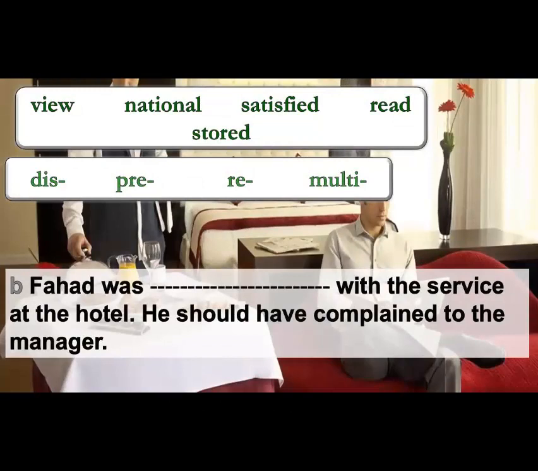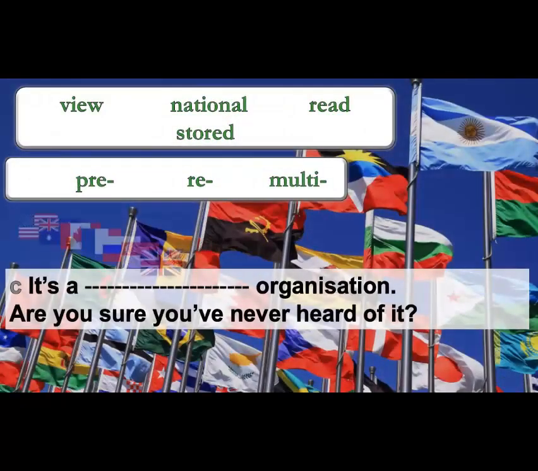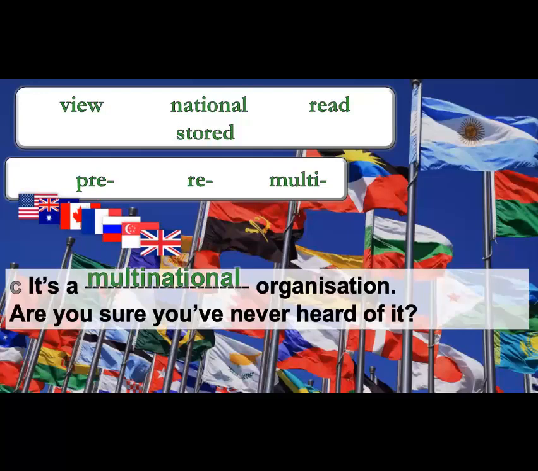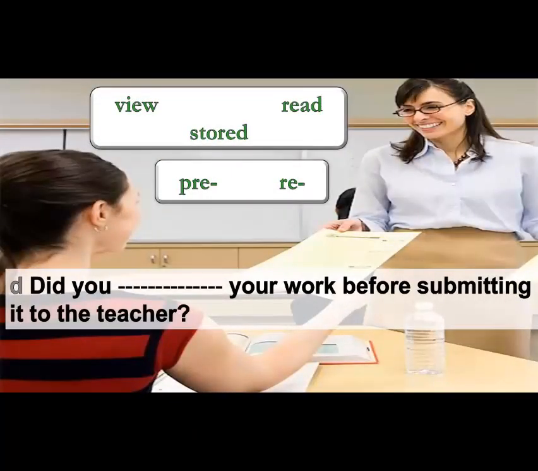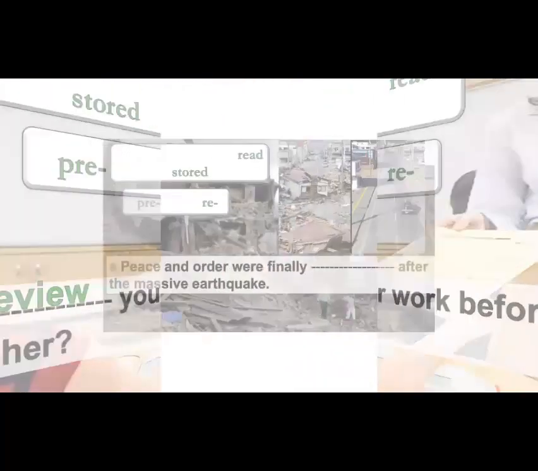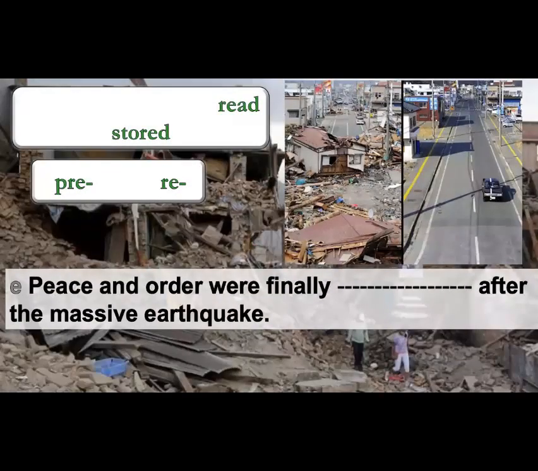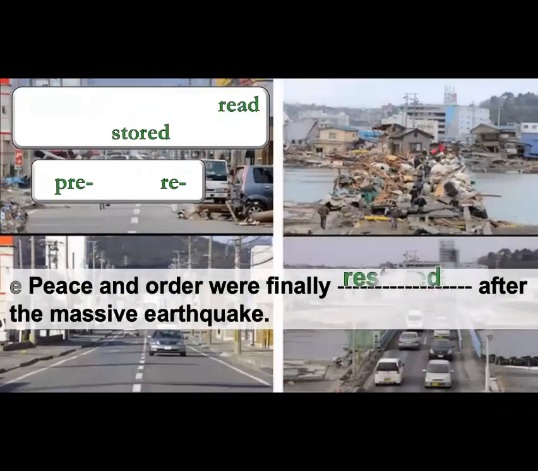Fahd was dissatisfied with the service at the hotel. He should have complained to the manager. Sentence C. It's a multinational organization. Are you sure you have never heard of it? Sentence D. Did you review your work before submitting it to the teacher? Sentence E. Peace and order were finally restored after the massive earthquake.